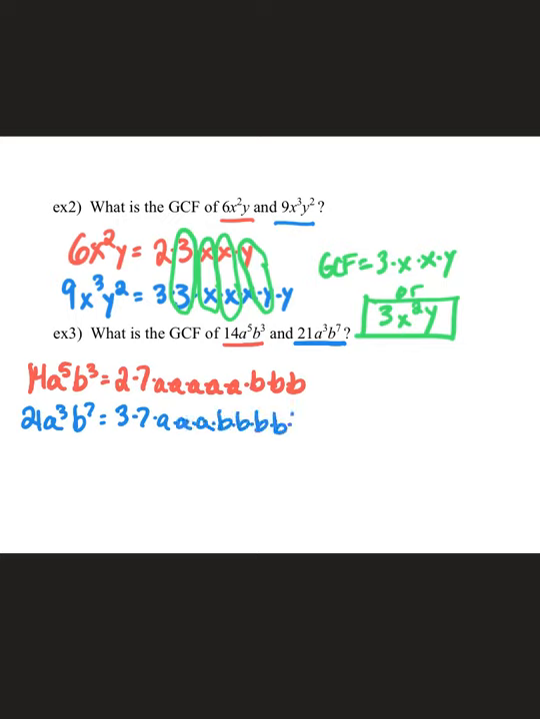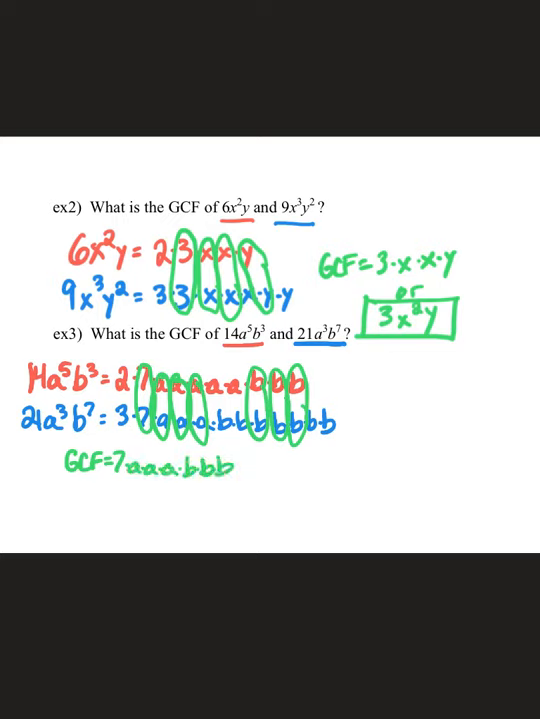Now you might be saying this seems like a really tedious process because we had to list all those factors. And you're right, this is not necessarily the most efficient way to do it, but this allows me to visually see what matches up. For example, the 7's, 1a, 2a, 3a's, and 1b, 2b's, 3b's. So now my GCF is 7 times a times a times a times b times b times b, or more commonly we would say 7a to the 3rd b to the 3rd.